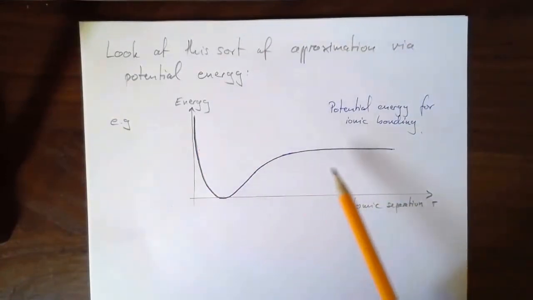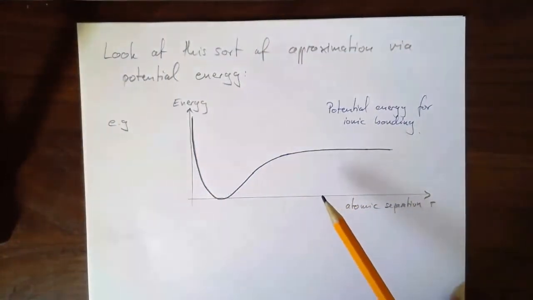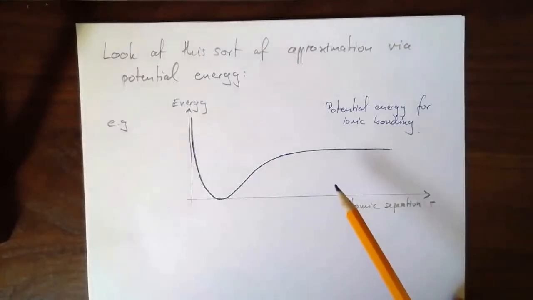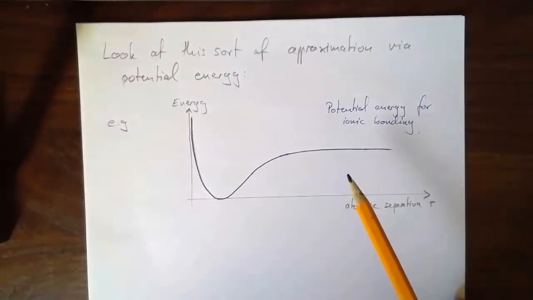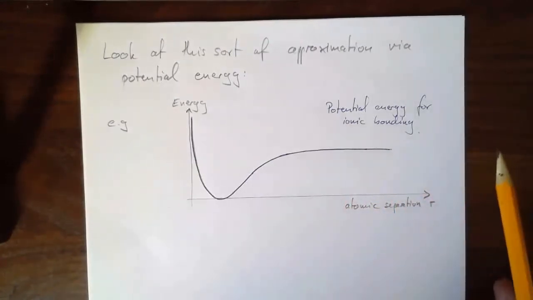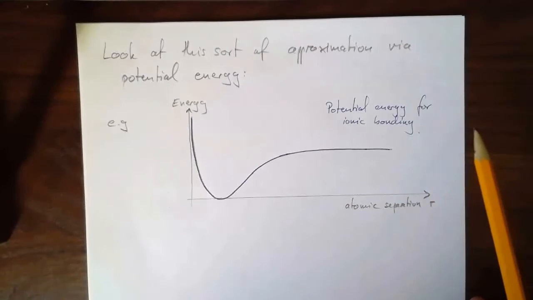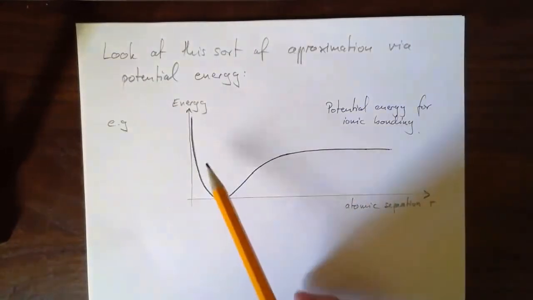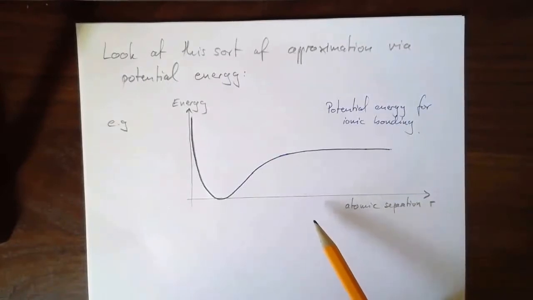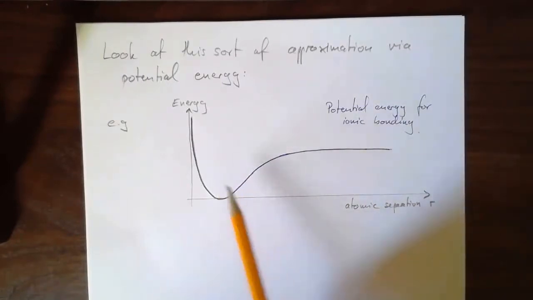This is actually a very good model for the potential energy involved in an ionic bond between two ions, right? You've got, say, sodium chloride, salt, right? It's a sodium and a chlorine atom, well, ion. They bond together, and in terms of the energy, this looks like this.